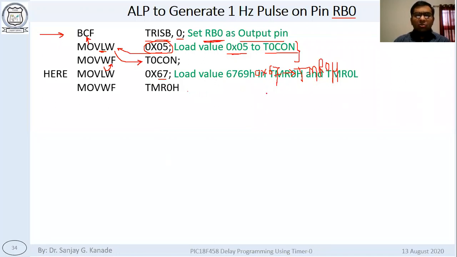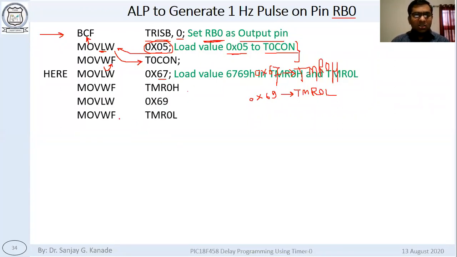Now the next thing we want: 0x69, we want to move this value to TMR0L. So what should be the instructions? Again the same thing: MOVLW 0x69, MOVWF TMR0L. So 69 will go here, 67 will go here, with these two instructions. Here 05 has gone to T0CON.